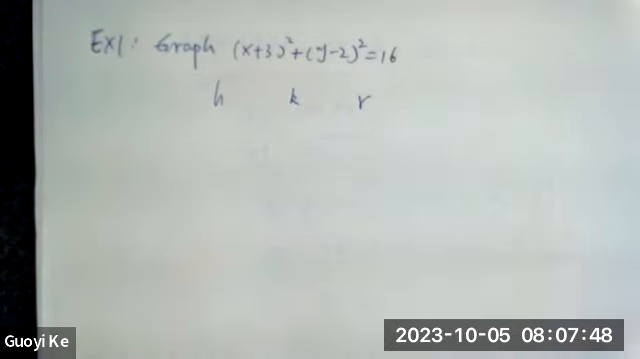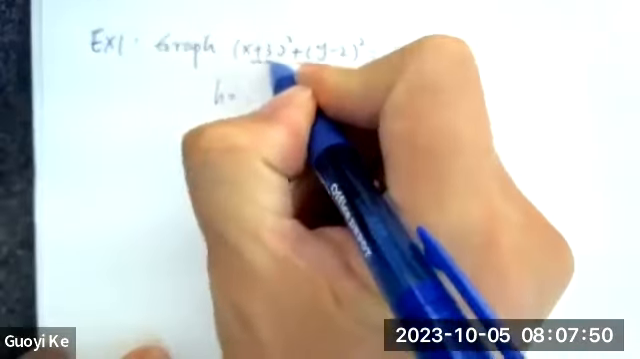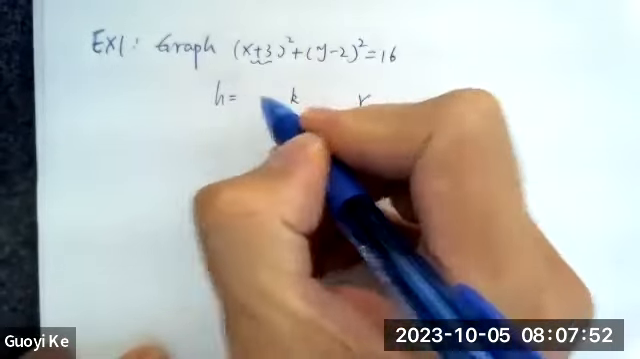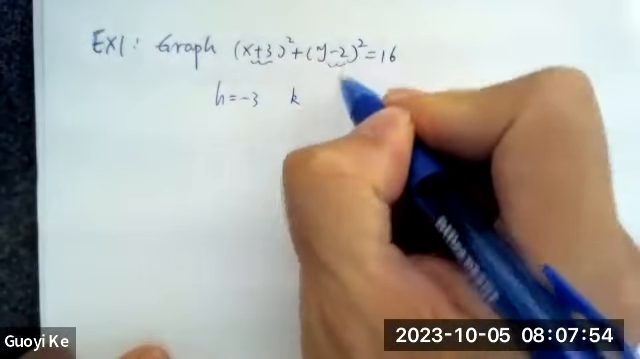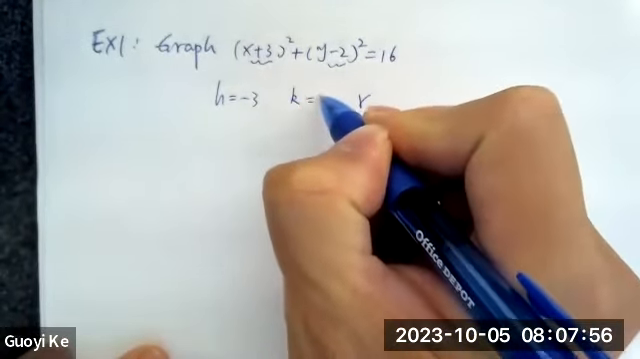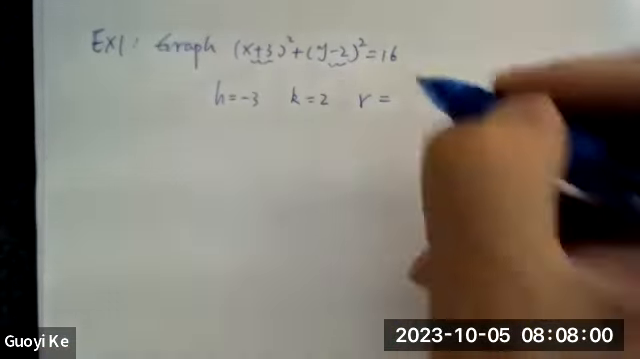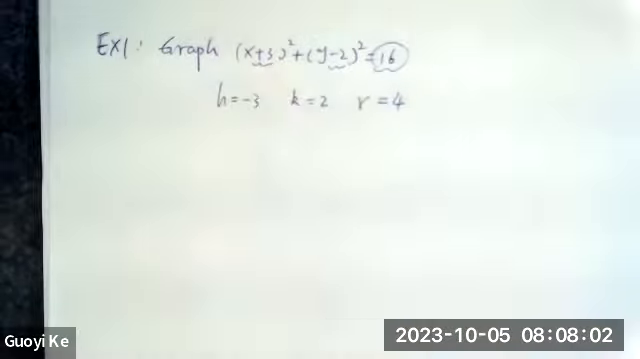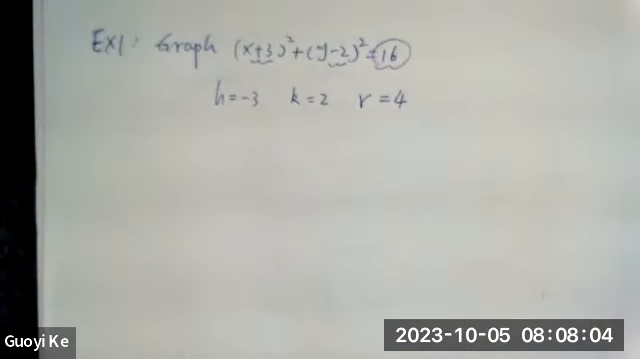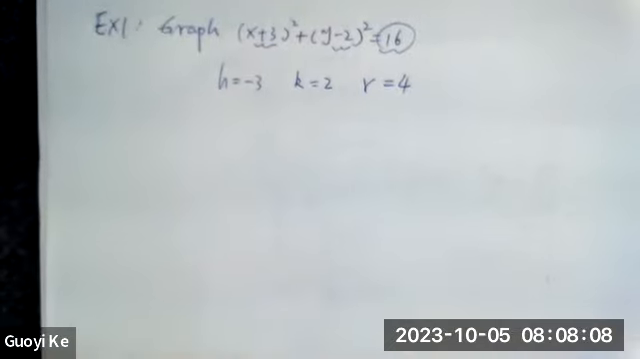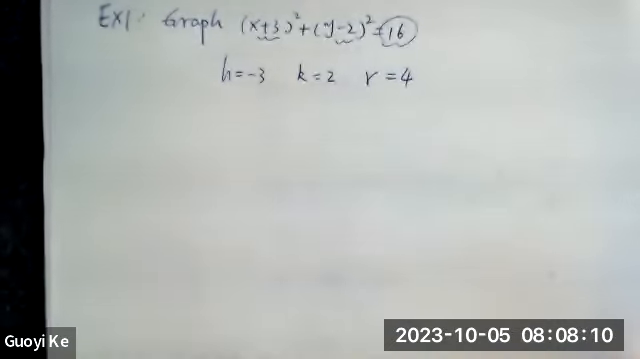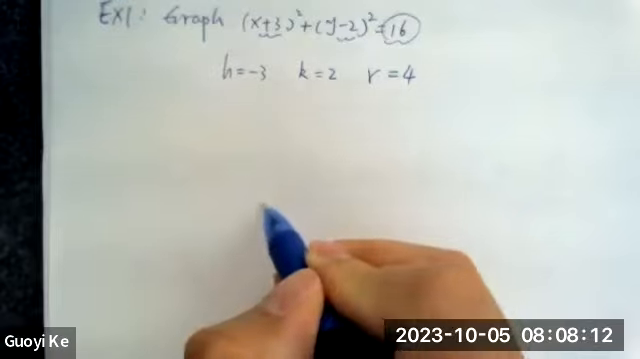Okay, so what is H? H is opposite this guy, right? −3. K is opposite this guy, which is 2. What is R? 4. Good job. R squared equals 16, so R equals 4, right? So now we can draw the circle. Let's take a look.